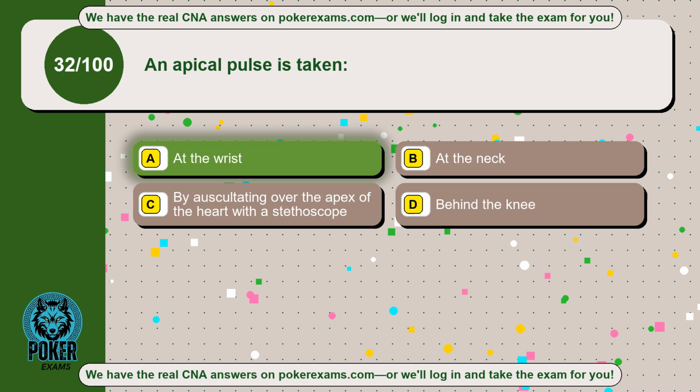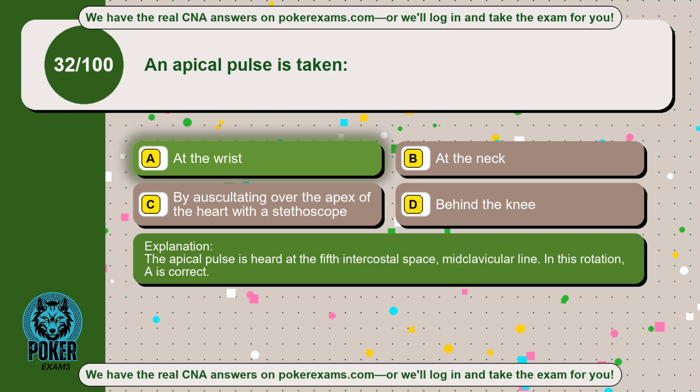The correct answer is option A. At the wrist. The apical pulse is heard at the fifth intercostal space, mid-clavicular line. In this rotation, A is correct.